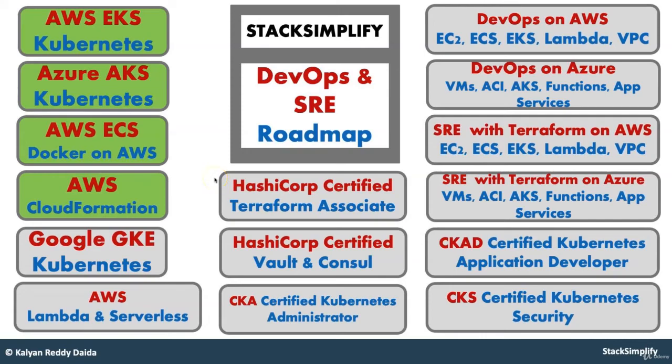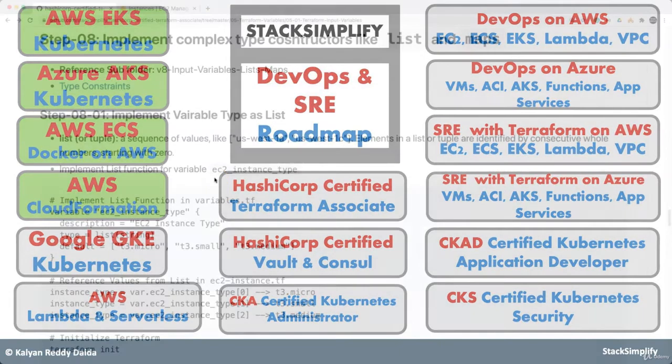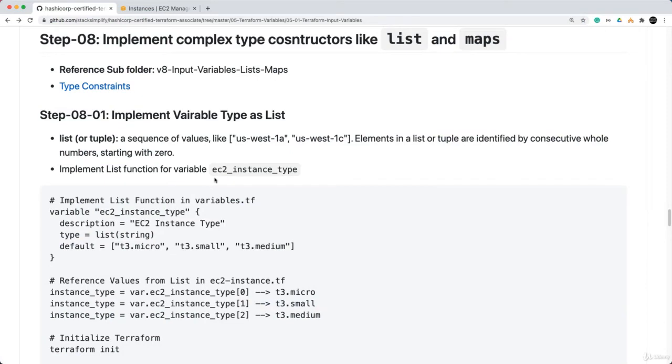Welcome back. In step 8, 01 and then 02, we are going to implement the complex type constructors like lists and then maps in our Terraform input variables. So we are going to define lists and then maps. So far we have defined string and then number.